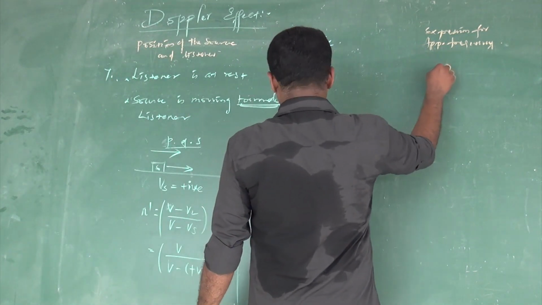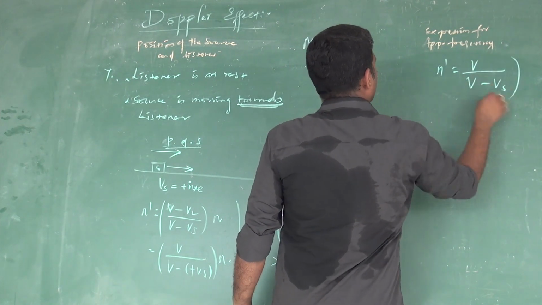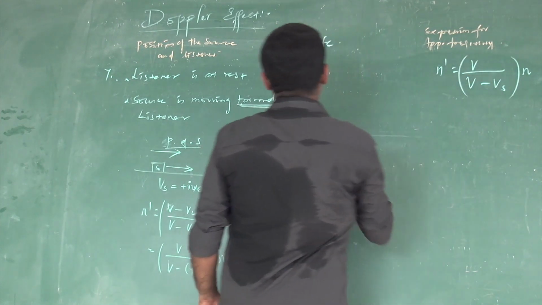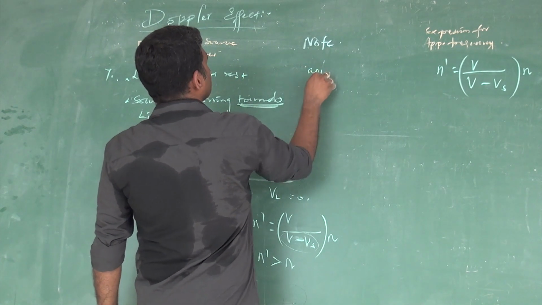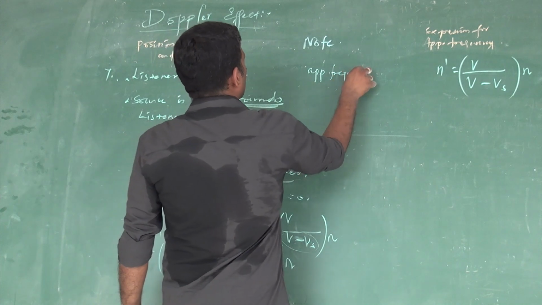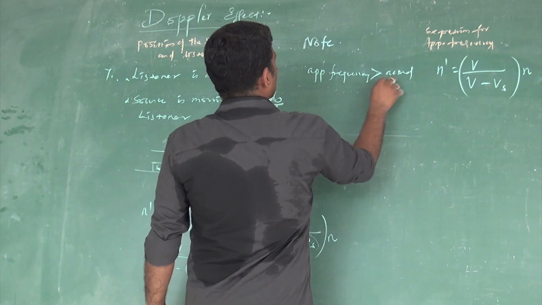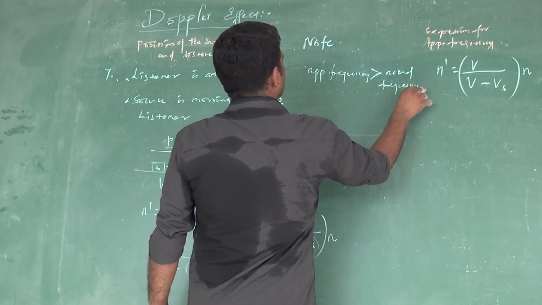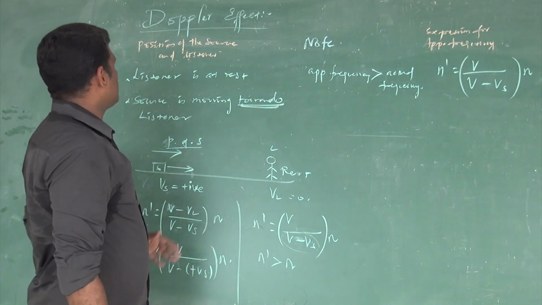So I can give out the expression here. N prime is equal to V divided by (V minus Vs) into N. And in the note, I can write the apparent frequency is greater than actual frequency. This is the seventh case.